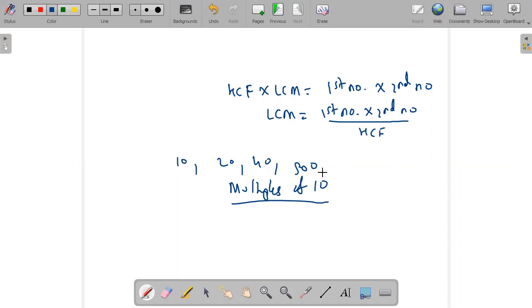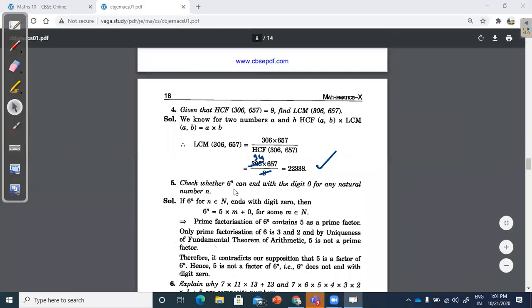You can say that multiples of 5 will end with 0 also, but not all multiples of 5, because a multiple of 5 can end with 5 or 0. But when you talk about multiples of 10, you are 100% sure that it is going to end with 0. So all multiples of 10 are going to end with 0. That means the factors have to be 5 and 2 compulsorily. So the question here is, can 6 to the power n end with the digit 0?